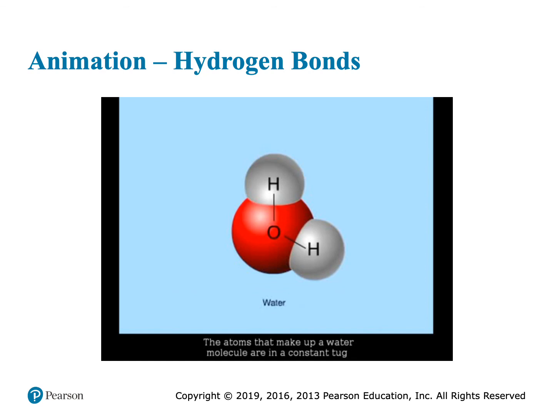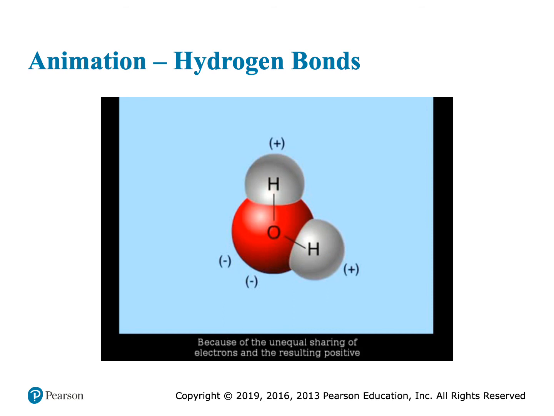The atoms that make up a water molecule are in a constant tug-of-war over their shared electrons. Oxygen exerts a far stronger pull on the shared electrons than does hydrogen, and so the electrons spend more of their time closer to the oxygen atom. Because of this unequal sharing of electrons, the oxygen atom in a water molecule actually has a slight negative charge, and each hydrogen atom has a slight positive charge, even though the water molecule as a whole is neutral.